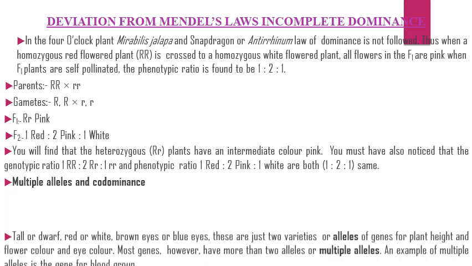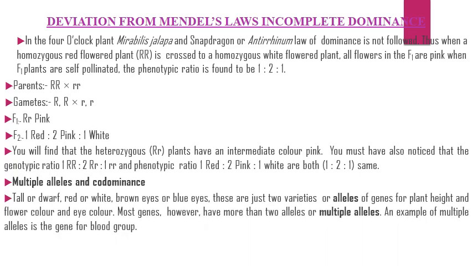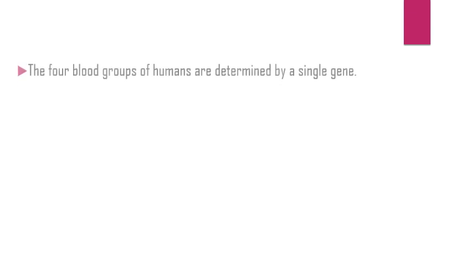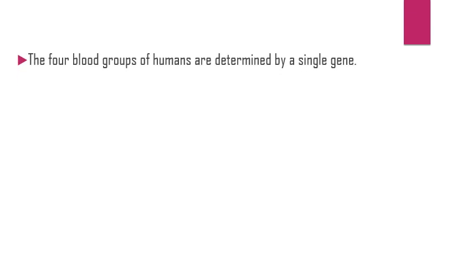Multiple alleles and codominance: tall or dwarf, red or white, brown eyes or blue eyes. These are just two varieties or alleles of genes for plant height, flower color and eye color. Most genes, however, have more than two alleles, or multiple alleles. An example of multiple alleles is the gene for blood group. The 4 blood groups of humans are determined by a single gene.